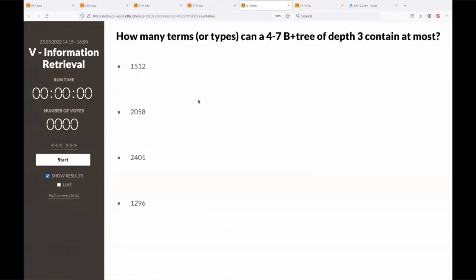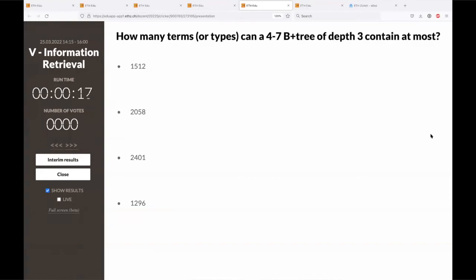Let me give you another one. We are considering now 4, 7 B plus trees, hypothetically. Technically it's not d plus 1 to d plus 1, but nevertheless, you could consider B plus trees between 4 and 7 children.